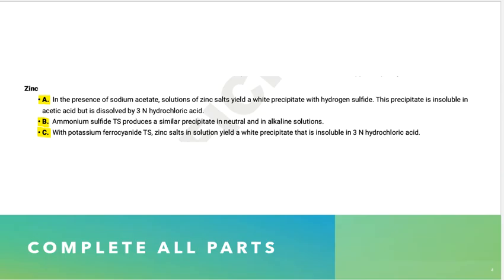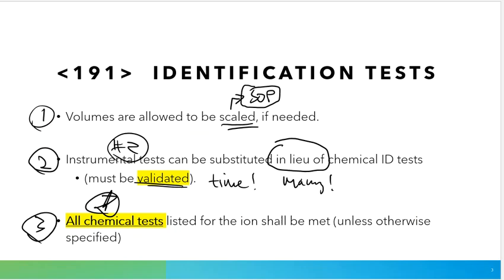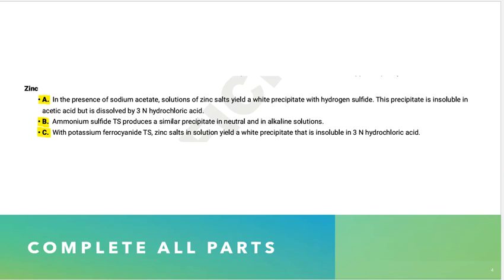So for instance, here is a snapshot of zinc. If I had a material in a laboratory that needed a zinc identification test, because zinc should be present and we should be able to pick that up, then this is what I would see in identification test 191. Under zinc, it has A, B, and C. Because it lists A, B, and C, that is what this particular step is referring to: all chemical tests listed for the ion shall be met, unless it tells us otherwise.